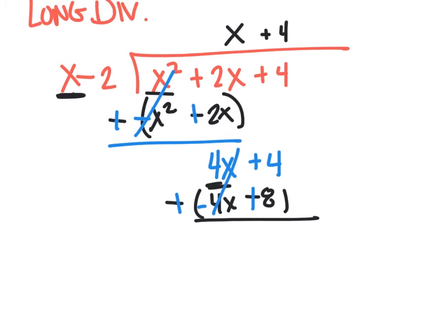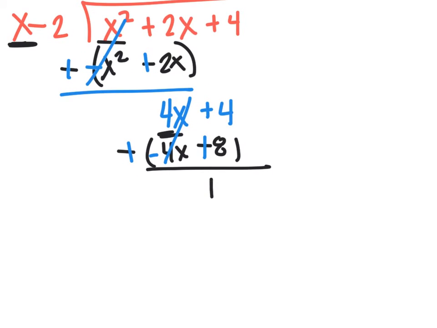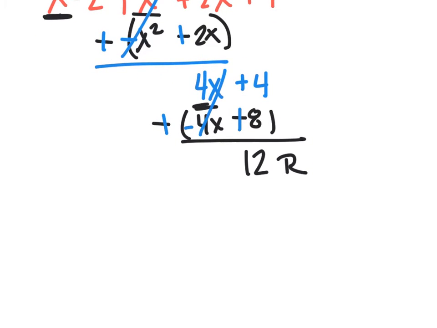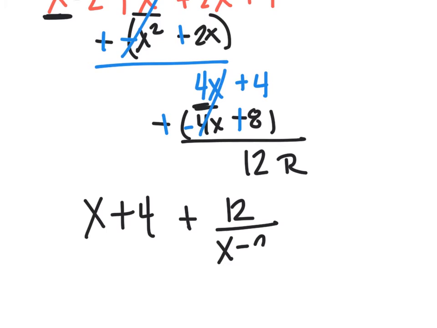let's see, a remainder of, oops, where'd my pen go? A remainder of 12. So I would say that this answer is, what was my quotient? x plus 4 plus my remainder over what I divided by, so the x minus 2.